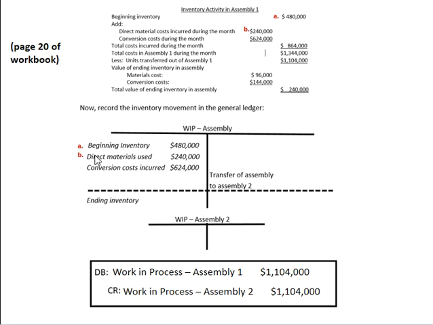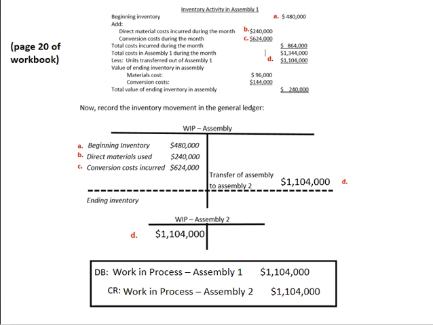to $240,000. Those have already been entered. Then the conversion cost during the month of $624,000. Those are already entered in the work in process assembly. Now all we need to do at this point in time, in order to remove the amount that's transferred out of assembly, is make a credit to assembly 1 for $1,104,000, which is at entry D, and the debit goes to work in process assembly 2, which is our transfer to the other account.